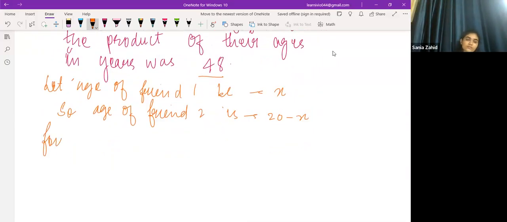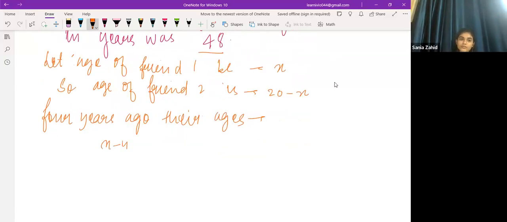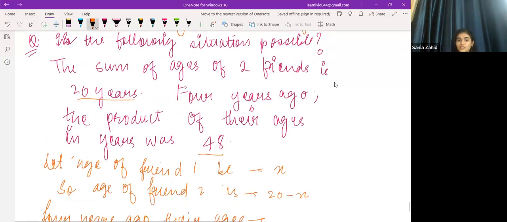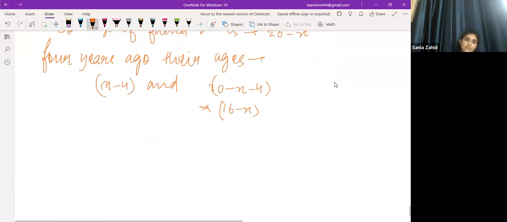Now according to the situation, 4 years ago, how much were their ages? 4 years back, x minus 4 and 20 minus x minus 4. So this part will become 16 minus x. The product was 48. So x minus 4 into 16 minus x is 48.